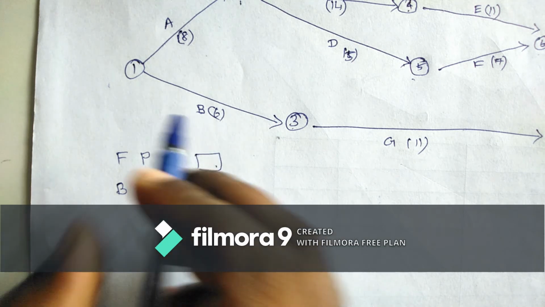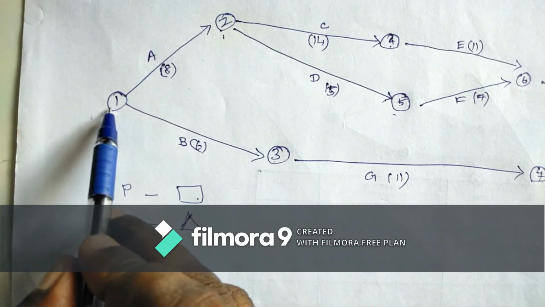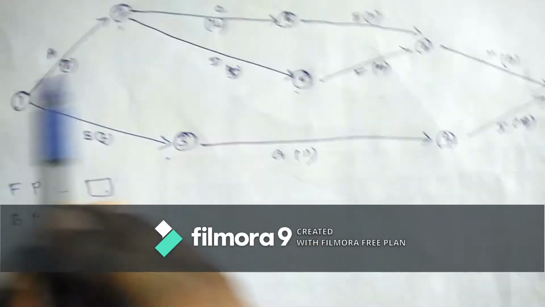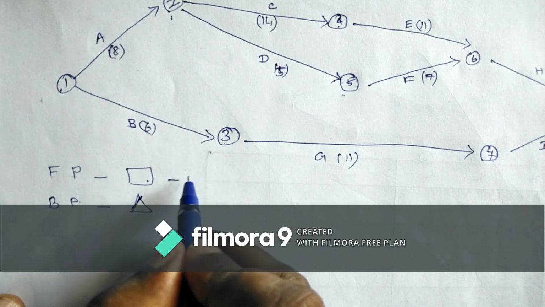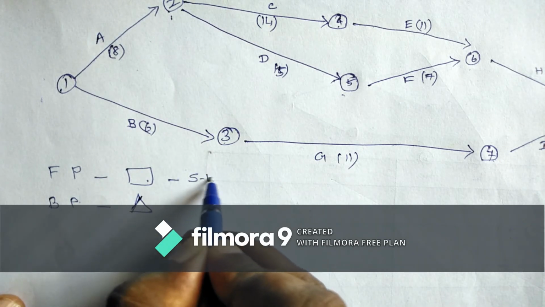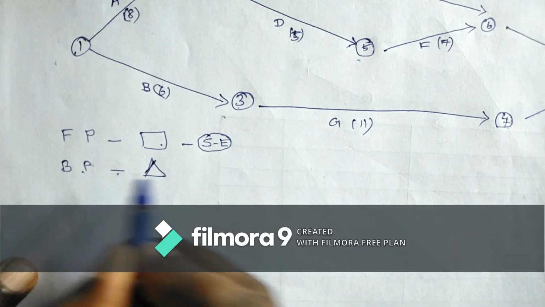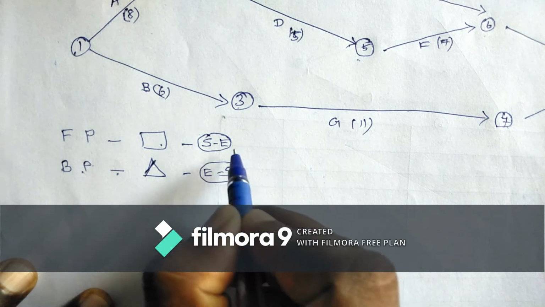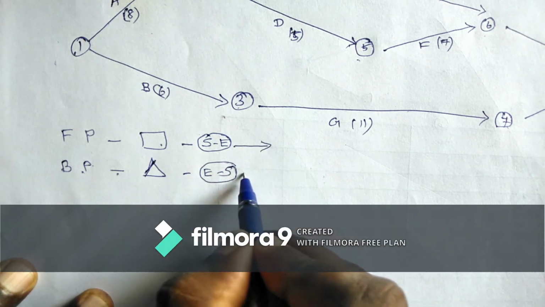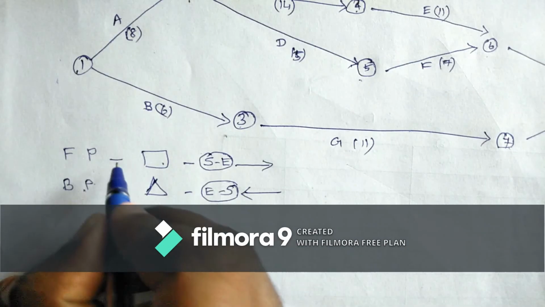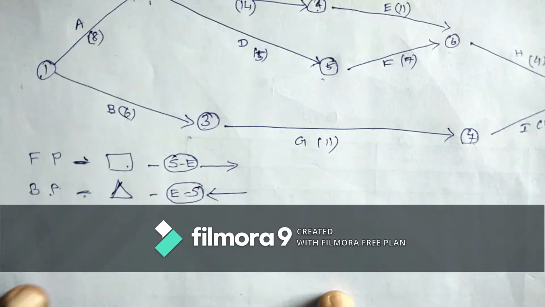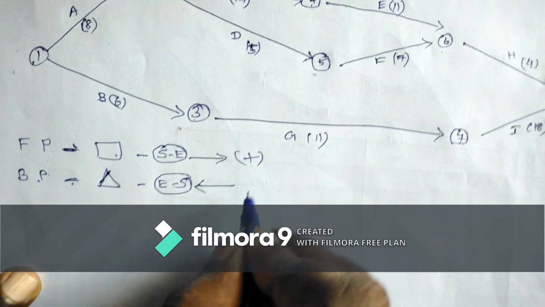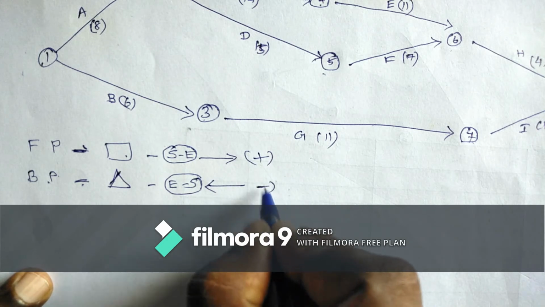For the forward pass value, you must start the process from the starting point to the ending point, that is, left-hand side to right-hand side. But for the backward pass value, you have to start from the ending point to the starting point. That is, this is left to right and this is right to left. In the forward pass you have to add each value, and for finding the backward pass value, you have to subtract the value.